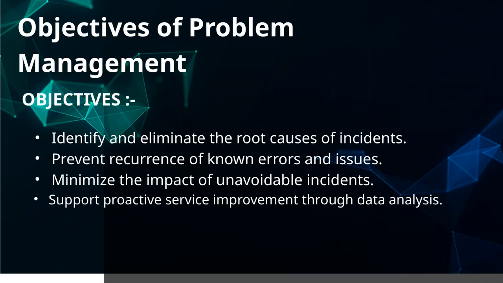Today, I want to walk you through the main objectives of problem management. First, our goal is to identify and eliminate the root causes of incidents. By doing this, we can prevent similar issues from happening again, which is fundamental to improving overall service quality. Next, we focus on preventing the recurrence of known errors and issues. Once we've identified a problem, it's crucial to address it thoroughly so it doesn't keep resurfacing. We also recognize that some incidents are unavoidable, so we aim to minimize their impact whenever they do occur.